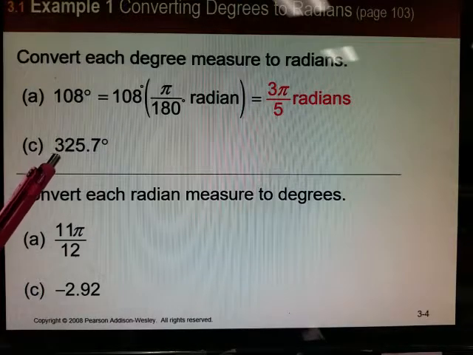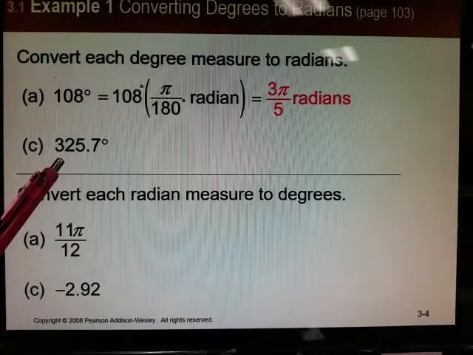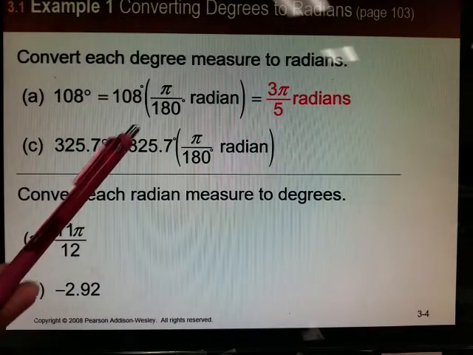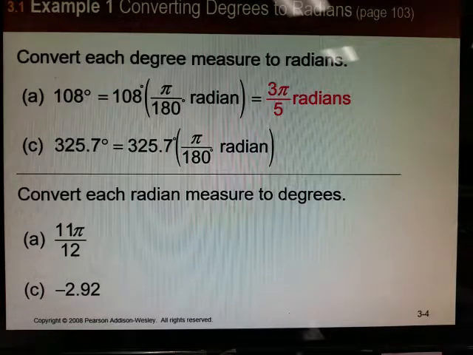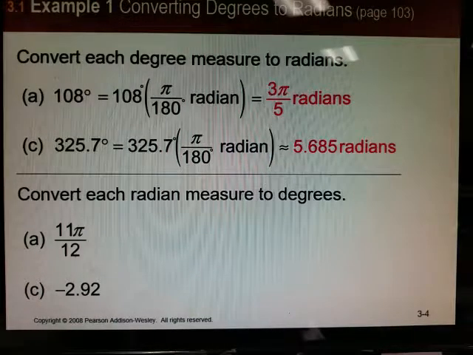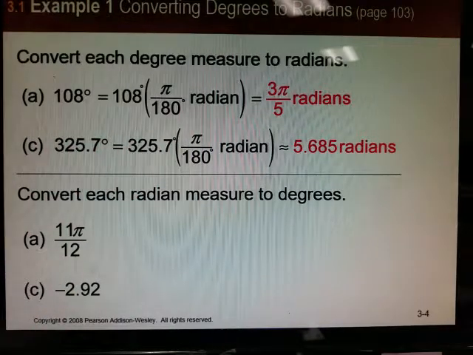If I had 325 and 7/10 of a degree, again we would multiply by pi radians and divide by 180 degrees. Again, I want the 2 degree symbols to cancel. And this one here probably wanted a decimal answer on the test or the homework. So you would literally just use the pi symbol in your calculator. You would do second pi to get there.